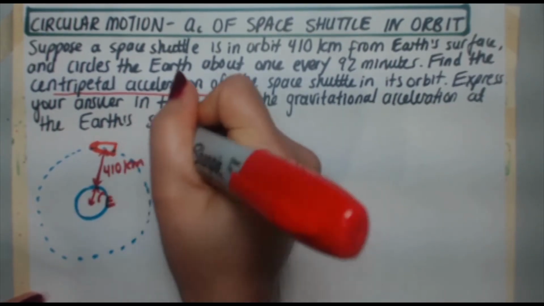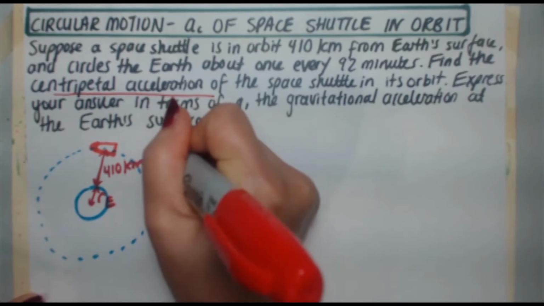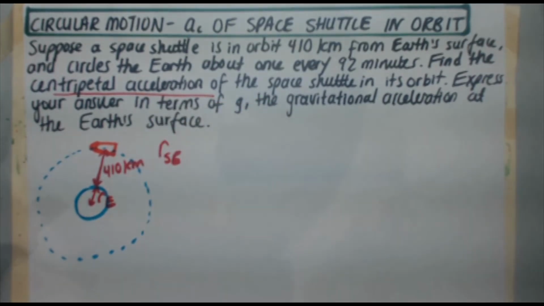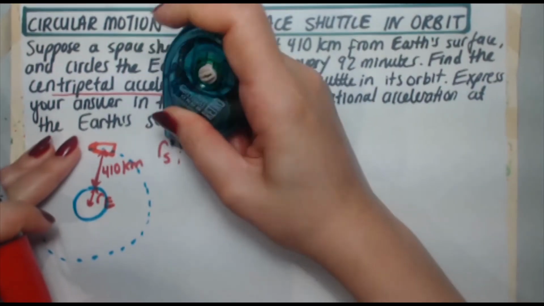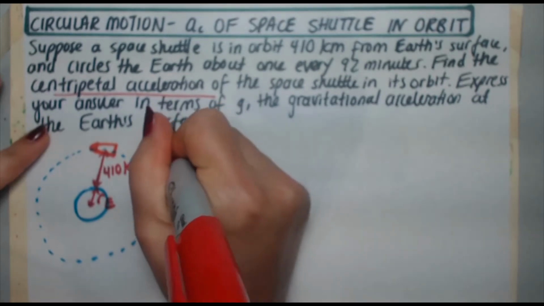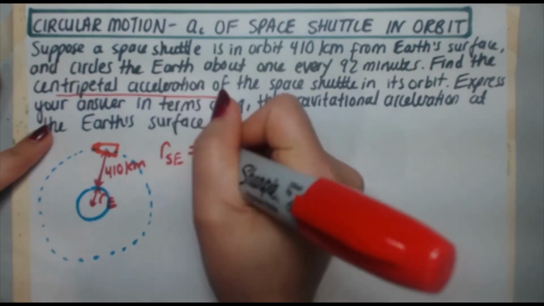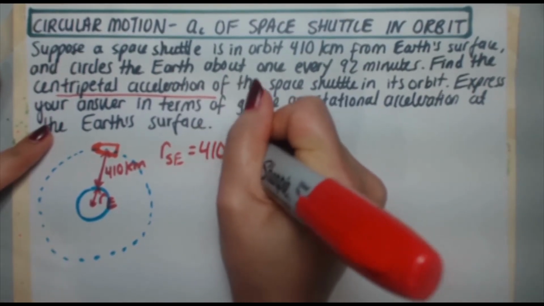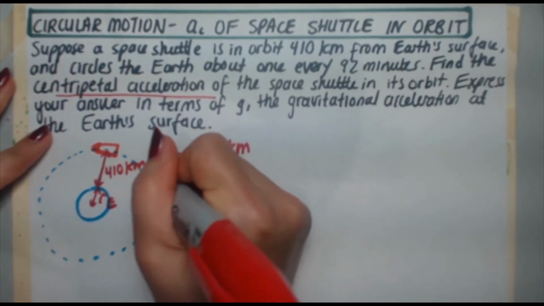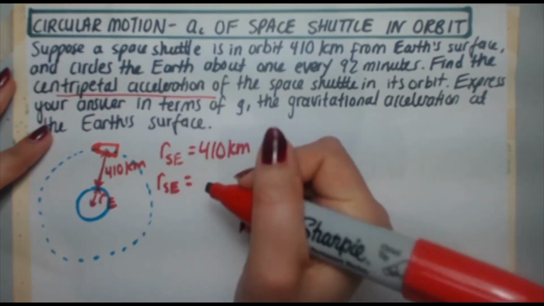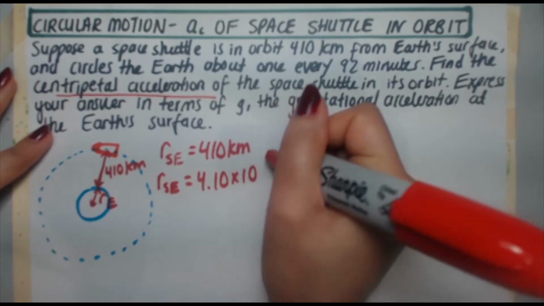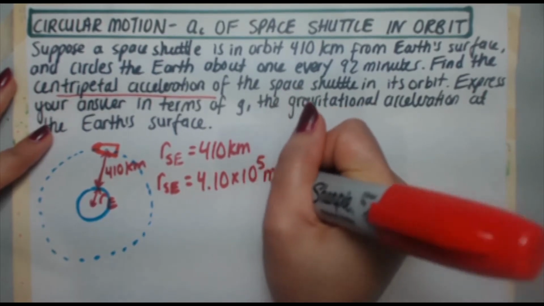We're going to call 410 the distance from the shuttle to the Earth, so R_SE is equal to 410 kilometers. And as with many things in physics, we have to convert that to meters. So we multiply by 1,000, and in scientific notation we get 4.10 times 10 to the 5 meters.